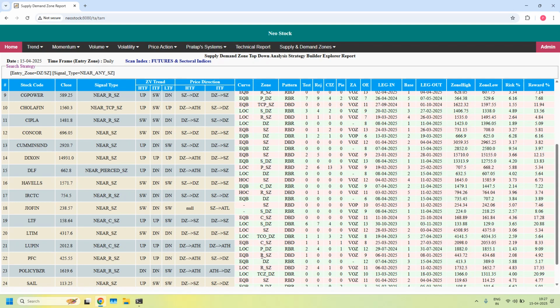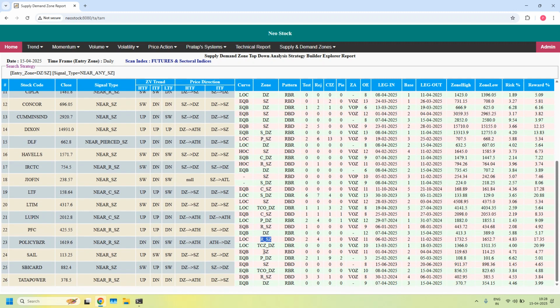Next, Power Finance is having a daily, but Lupin you can't use. It is a pierced zone. You can't use this. So please ignore Lupin. PFC is having a daily high liquidity supply zone. Policy Bazaar is having a daily high liquidity supply zone. Tata Power is having a daily high liquidity supply zone. So total 11 stocks we identified, high liquidity from daily time frame.